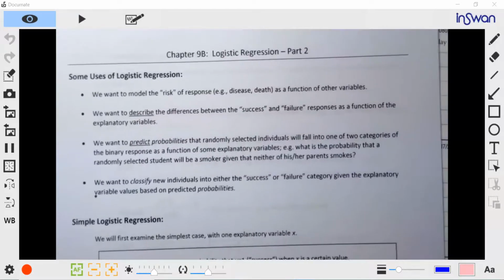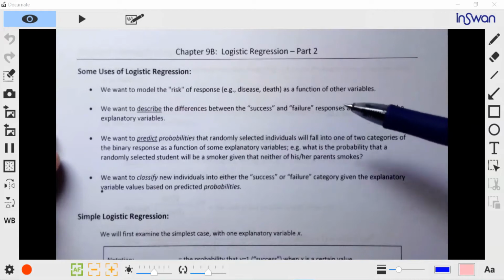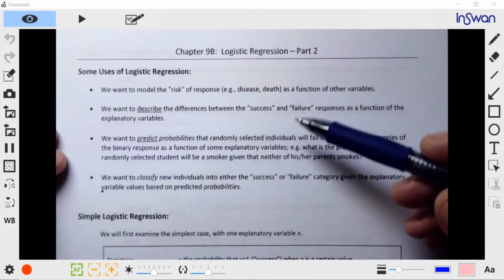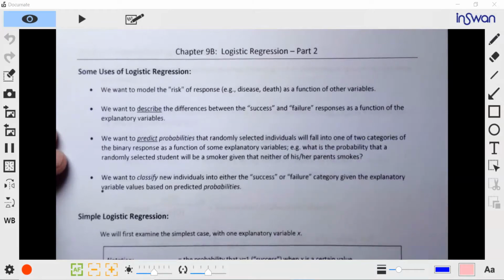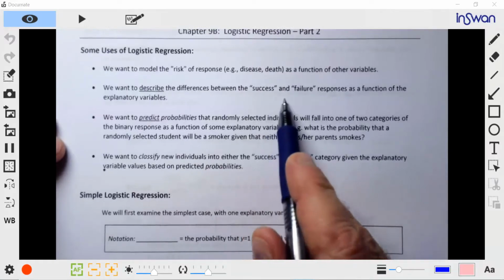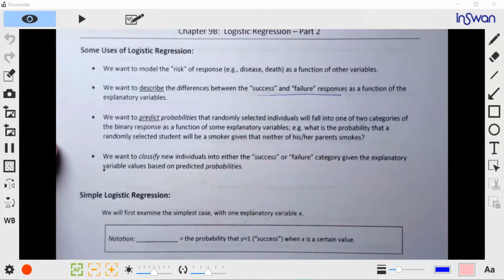So here we will continue with our introduction to logistic regression. Again, remember that with logistic regression we're modeling the risk of some response, disease or death, or we might want to describe the differences between success and failure. So we always have a binary response, a 0, 1, yes, no, success, failure response.